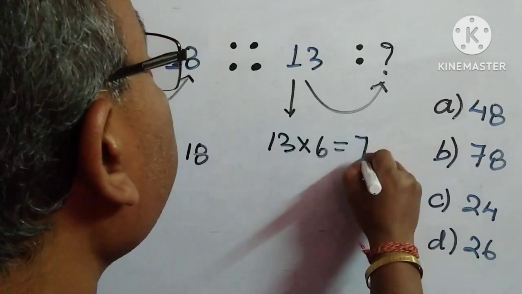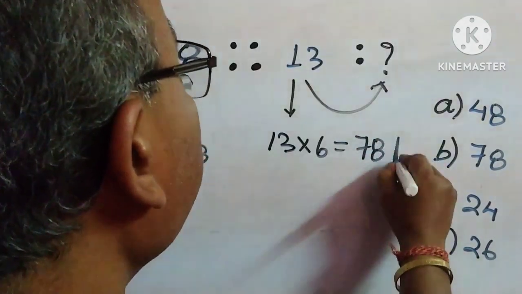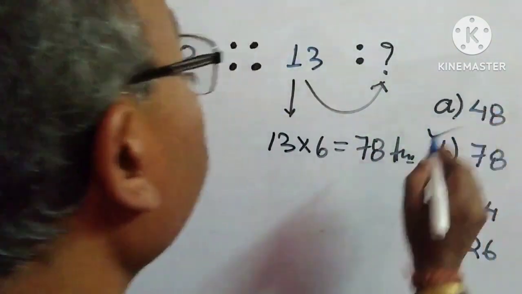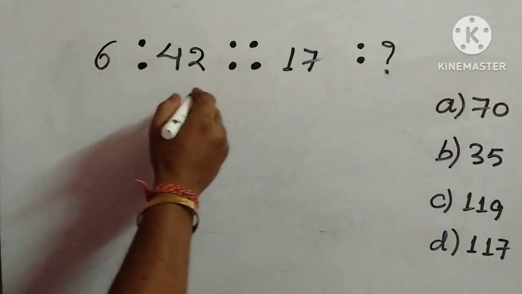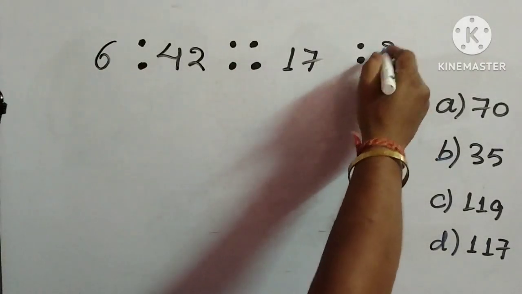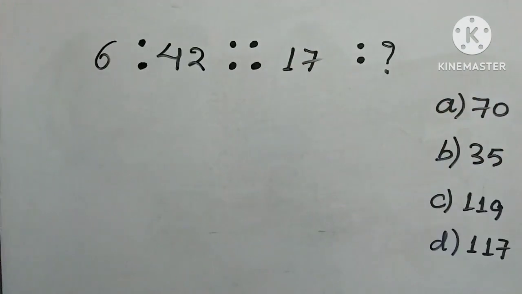So, 13 into 6 is 78. So, 78 is the answer. Option B. 6 is to 42 is equal to 17 is to, we have to find out this number and the 4 options are given.